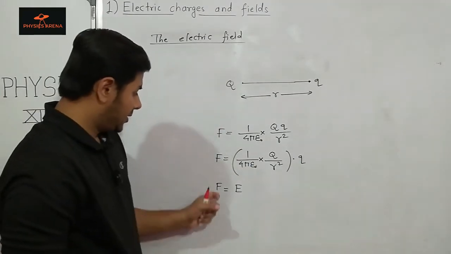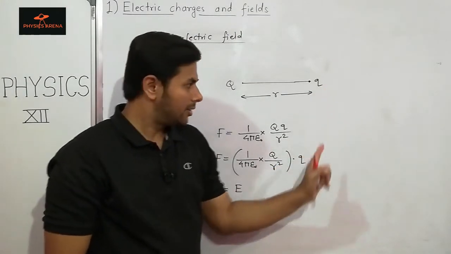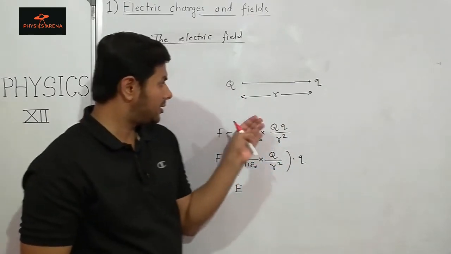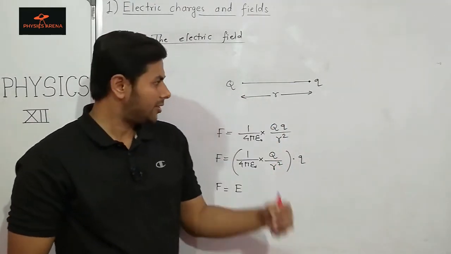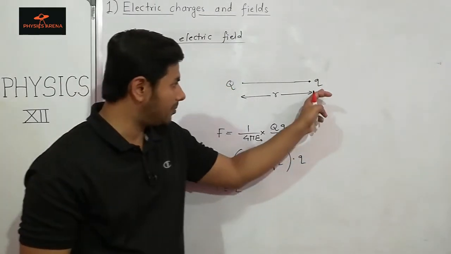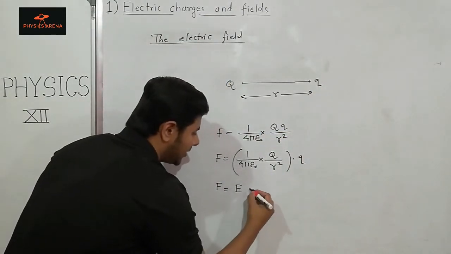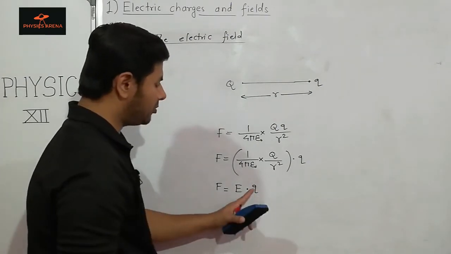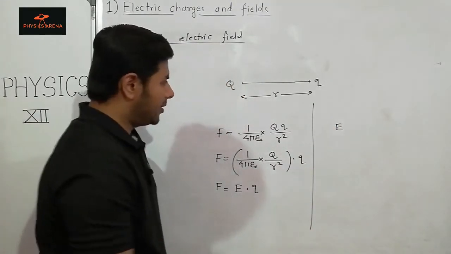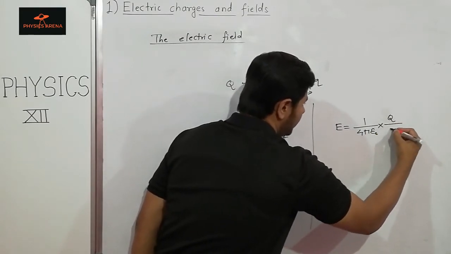So we can write this force which is acting on this charge kept at this point as equal to the electric field created by other charges. In this case, there is only one charge, but it is equal to the electric field created by other charges multiplied by the magnitude of this charge. So F is equal to the electric field at that point multiplied by the charge we keep. Okay. So the electric field is equal to 1 over 4 pi epsilon naught multiplied by Q over R squared.